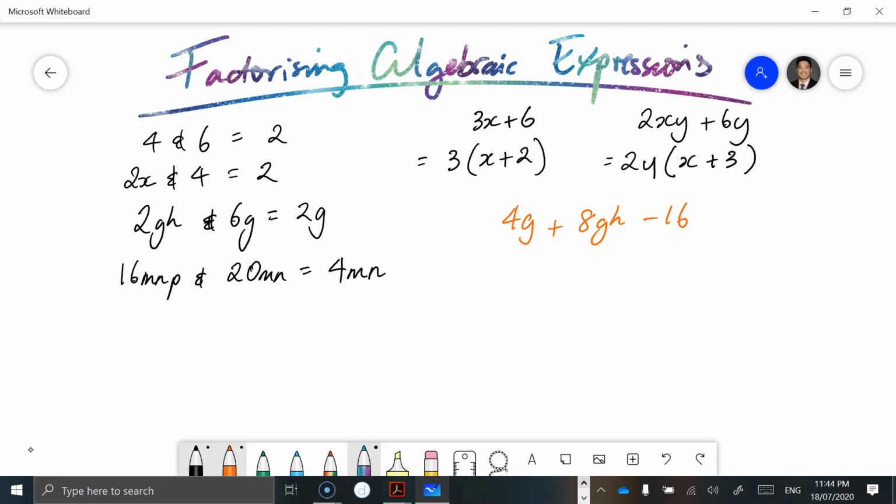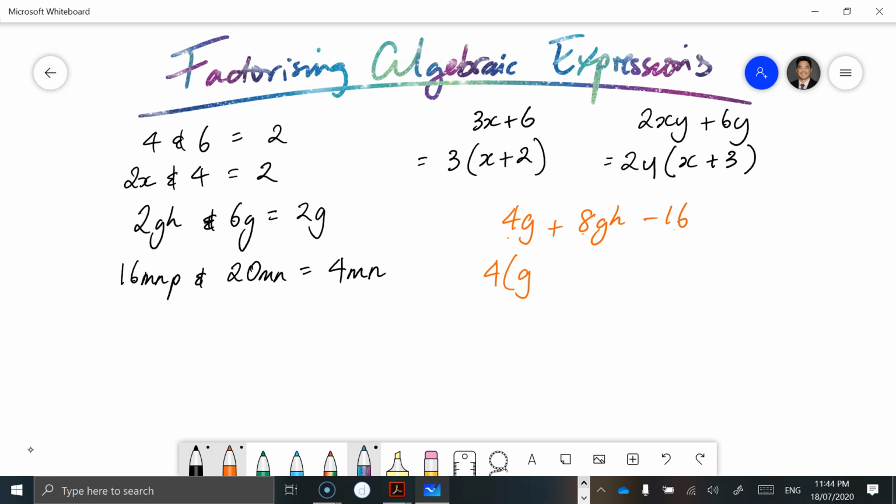It's really important to find common factors with all terms, not just some of them. And in this case, we look at the numbers first, 4, 8, and 16. We can divide all three terms by 4. So we're going to put 4 there. Now, when we look at the letters, we can see that 16 does not have any letters. So then there's no point in putting g. We're going to straight away open the brackets. 4g divided by 4 is just g.